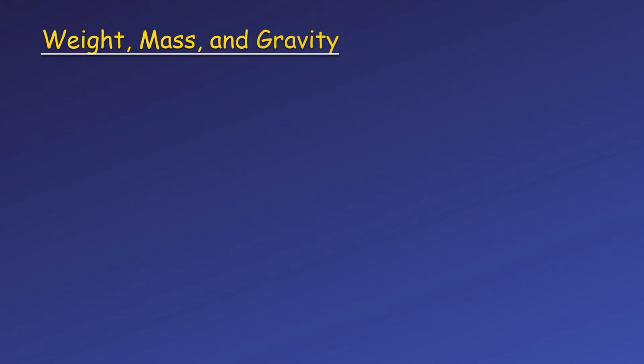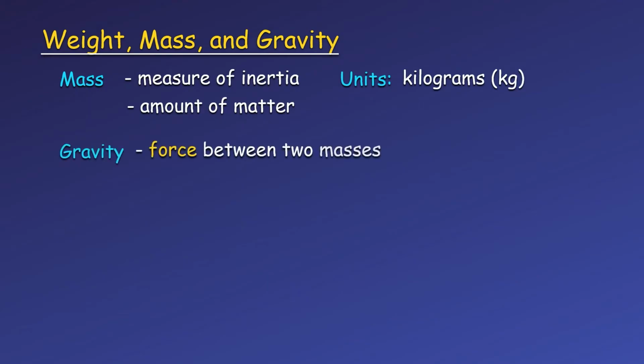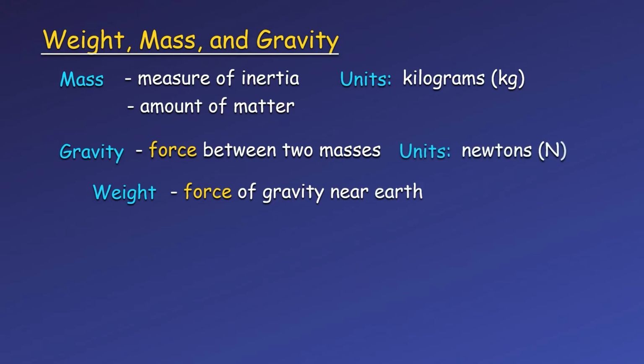Now let's take a look at mass, weight, and gravity to make sure we know the differences between them. Mass is a measure of inertia, or typically thought of as the amount of matter in an object, and mass has units of kilograms. Gravity is a type of force, specifically a force between two masses. Weight is what we call the force of gravity near Earth's surface, so they're the same thing. Since both are a force, they both have units of newtons, so don't confuse them with mass. If we look at their formulas, weight is equal to mass times acceleration, and the more general force of gravity is a little more complicated.